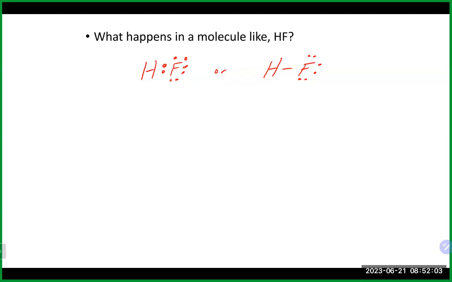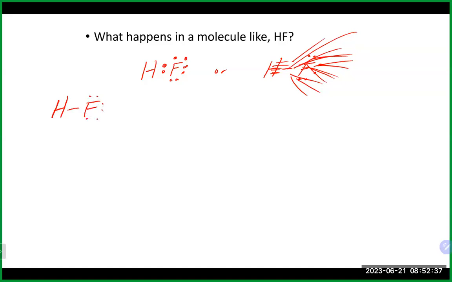So what ends up happening when these two get together is that fluorine jumps in and takes those electrons closer to itself, and a little bit of them stays closer to the hydrogen side. The result is an unequal distribution of those electrons between the two atoms.